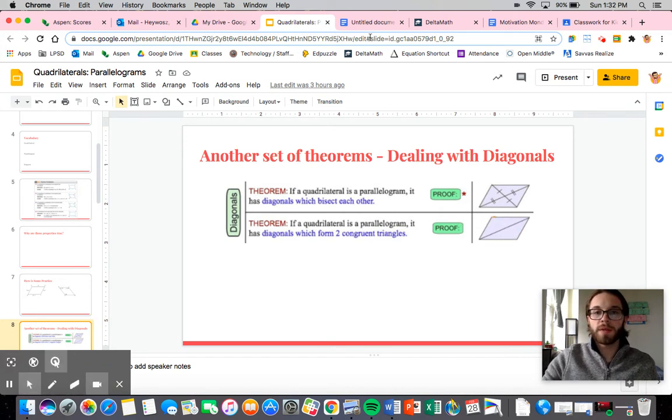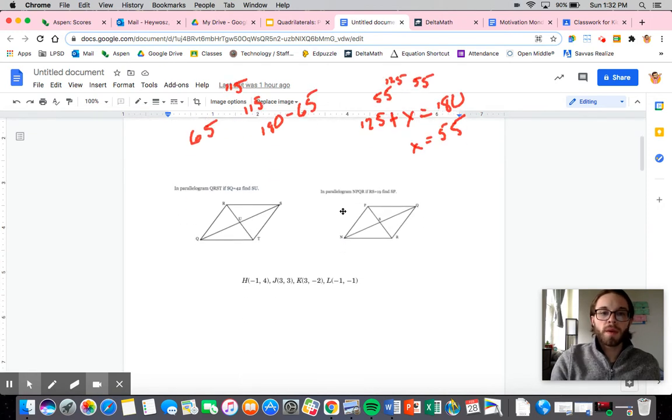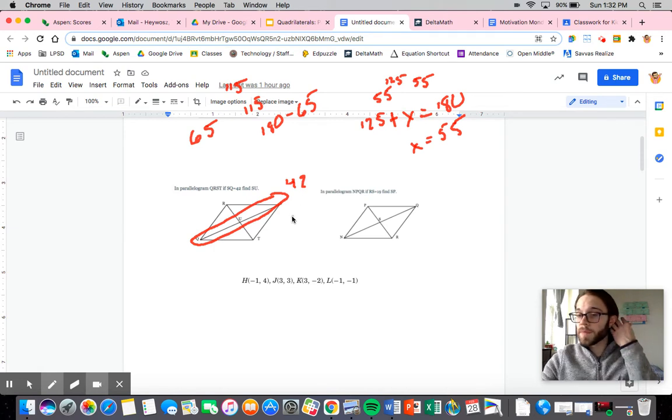Okay, so let's do a little bit of practice with these. So we have a parallelogram, right? Where SQ, the whole length here, is 42. And I need to find SU. Well, obviously, if this whole thing is 42 and diagonals bisect each other, that would mean that this is 21. Okay? This is 21.